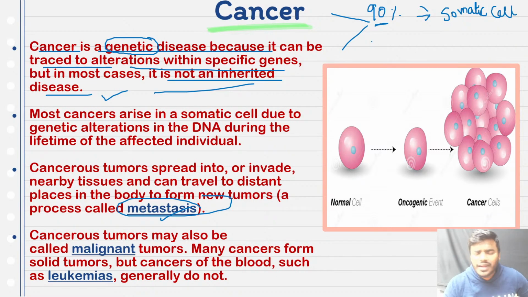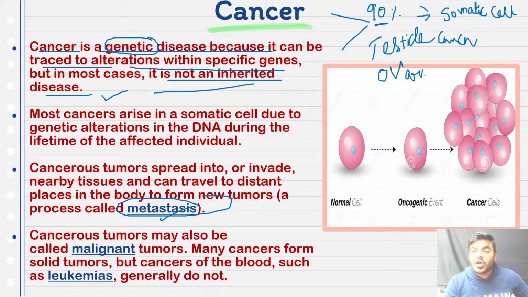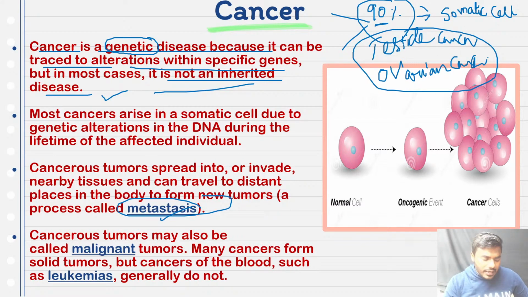It doesn't mean that cancer does not occur in the reproductive cells. That's a wrong statement. We know there are testicular cancers, and there are ovarian cancers also. Which means cancer generally occurs in the somatic cells, as well as in the reproductive cells. There is no doubt about it. But compared to the reproductive cells, the chances of cancer occurring in the somatic cells are higher.